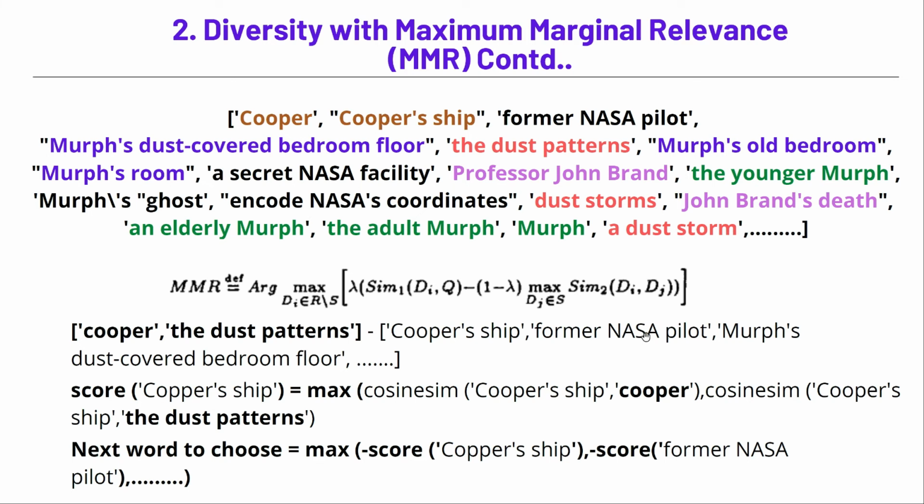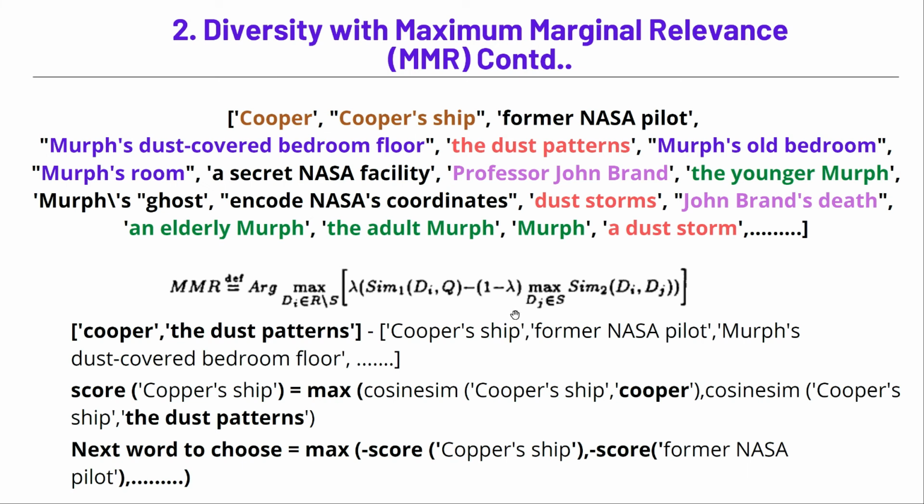Similarly, you will do the same for former NASA pilot, Murph's dust covered bedroom, and for the rest of the remaining 118 words you will do the same, which is extract the score with this formula. It's nothing complex, just getting the maximum cosine similarity that you encounter when compared to the subset that is already present. And next, the beauty is to choose among all the scores of 118 words, you will find the word that has the least cosine similarity, that is, the least of the max cosine similarities that are extracted. Simply put, the most diverse third keyword is the one that has the least score.